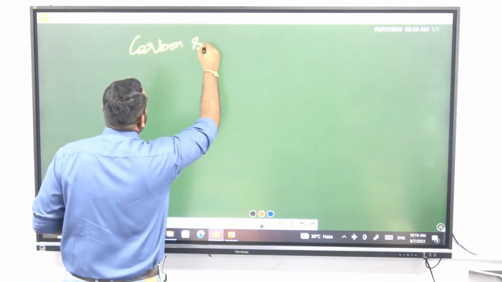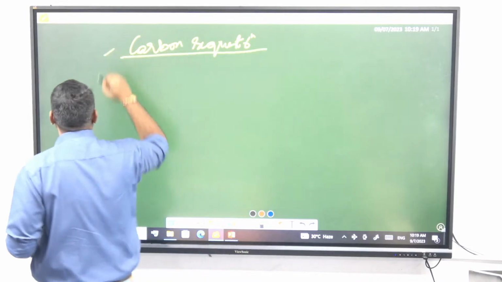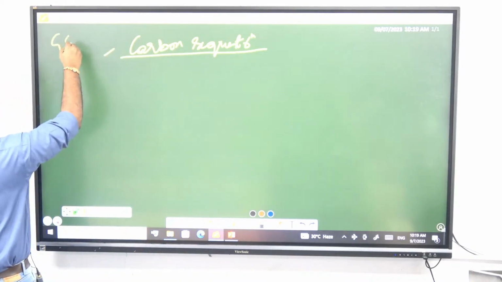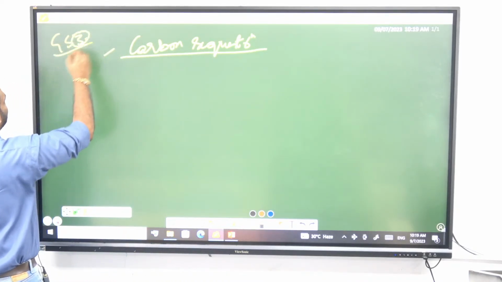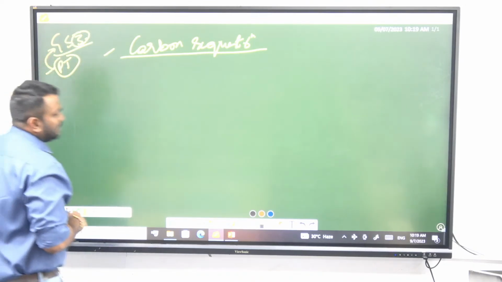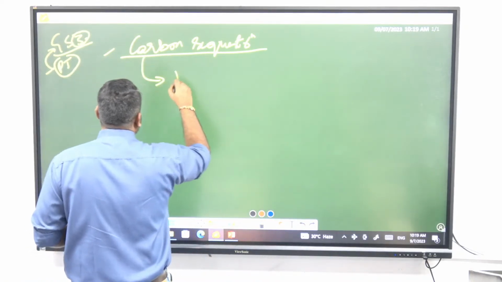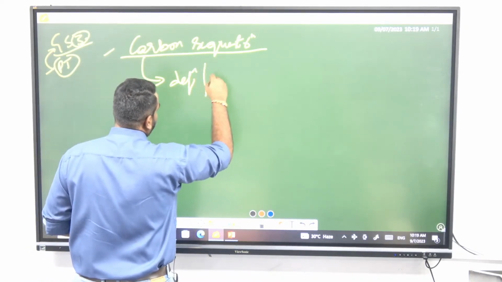Carbon sequestration. See, not just from an optional point of view, even from GS3, this year this is going to be one of the important topics. Not just that, even in prelims, this is going to be an important topic. So basically for carbon sequestration, the dimensions you should be knowing are, first thing, definition, meaning.